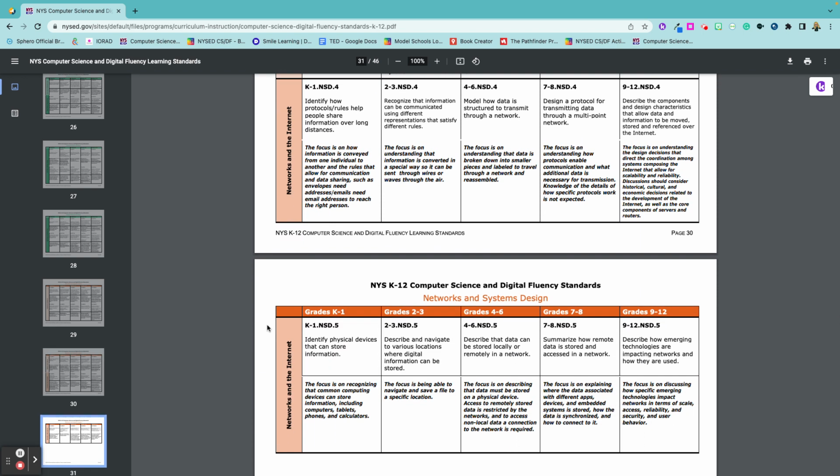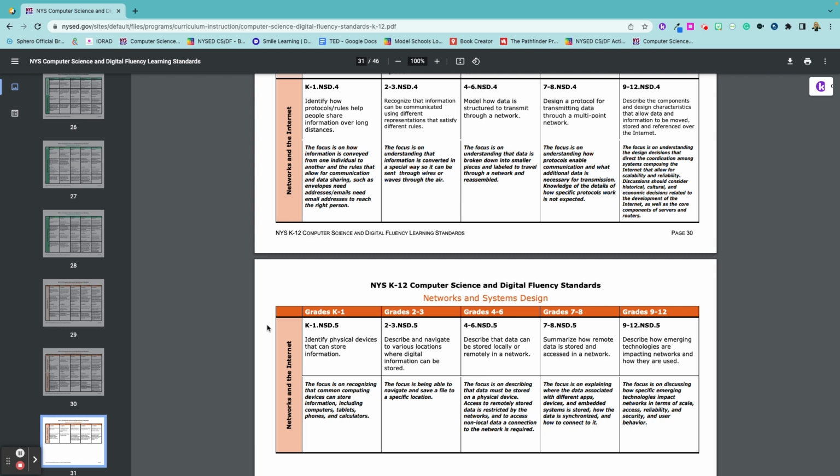There are two for there. Here we're thinking about those protocols on how we communicate. And we're thinking about those design characteristics that allow data to be stored and moved. So, again, this may be something, just being able to connect it to the protocols we do with different things in our PE classes. And then finally, we're identifying where your information is stored.